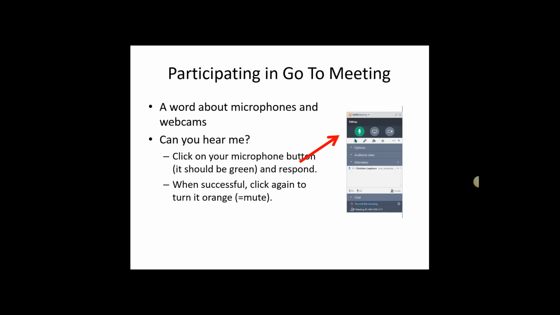Once you're successful with that, which I think everybody was, go ahead and click on the green button again. It'll turn orange, and that will mute it. Because during a session like this, if we all have our microphones on, it sometimes gets echoey, but also there might be some background noise at your house, and if you're not actually talking, we'll have you keep it muted.